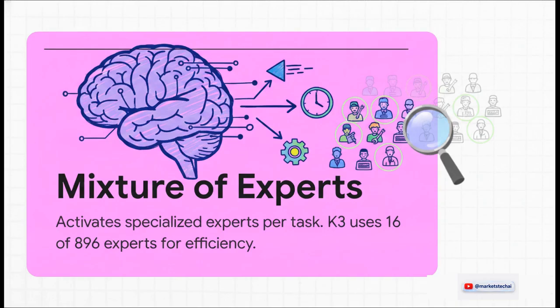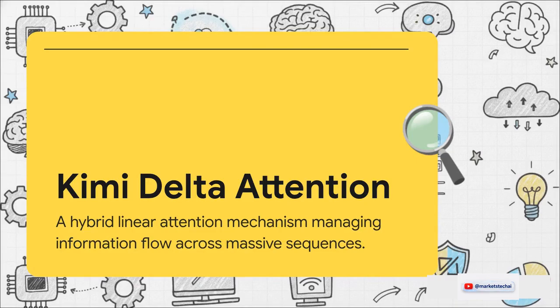To make all this work, Moonshot introduced something called Kimi Delta Attention, or KDA. Because when you're trying to process 1 million tokens, standard memory mechanisms usually just grind to a halt. The memory requirements grow exponentially. KDA is a hybrid linear attention mechanism specifically designed to efficiently manage that massive flow of information across long sequence lengths without crashing the whole system.